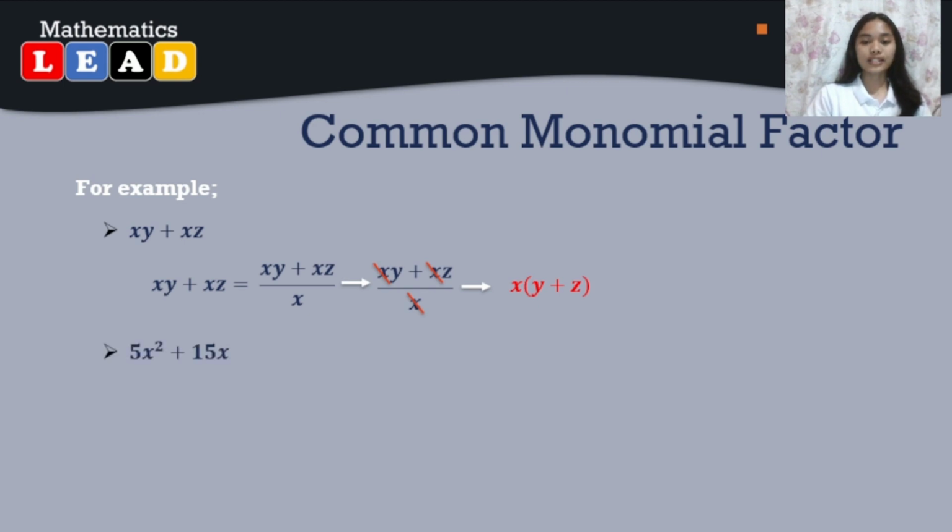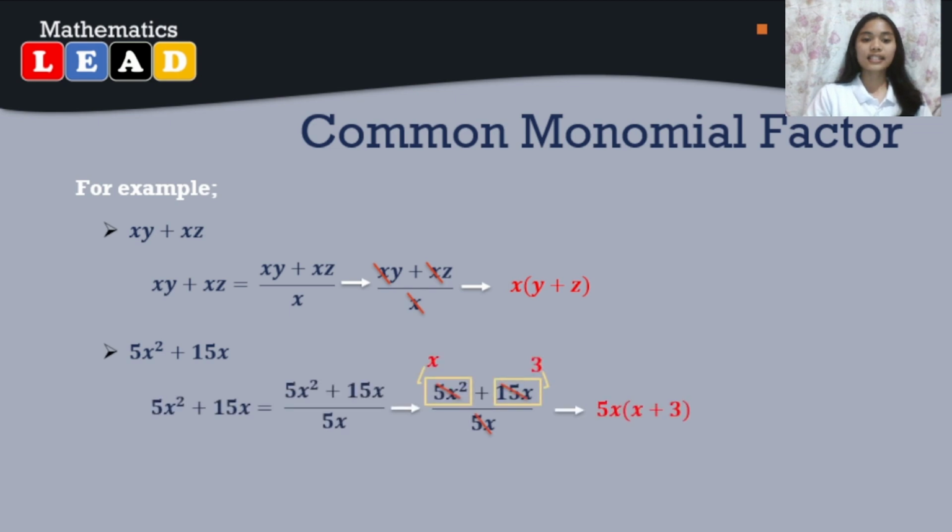Our next example is 5x squared plus 15x. The same as the process in our first example, but here the common factor of these two terms is 5x, since the factors of 15 are 1, 3, 5, and 15, while the factors of 5 are 1 and 5, and their greatest common factor is 5. While the common monomial factor of x squared and x is x, therefore, our answer will be 5x times the quantity of x plus 3. And if we multiply this out, we will get the original expression.